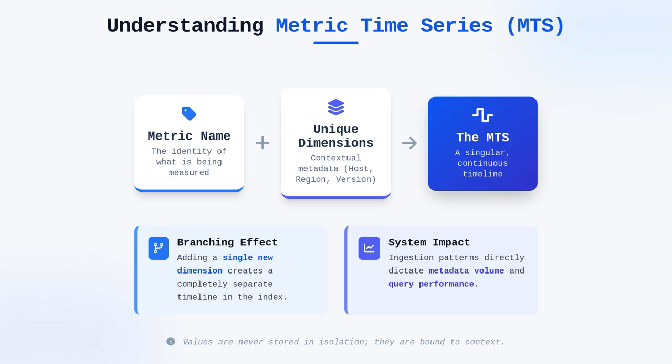If you were to add a new dimension, such as an application version, the system would immediately treat this as a separate, branching timeline. This is a critical distinction because it dictates how the engine organizes data in the underlying index database. By understanding this boundary, you can begin to predict how your ingestion patterns will influence stored metadata volume and eventual query performance.